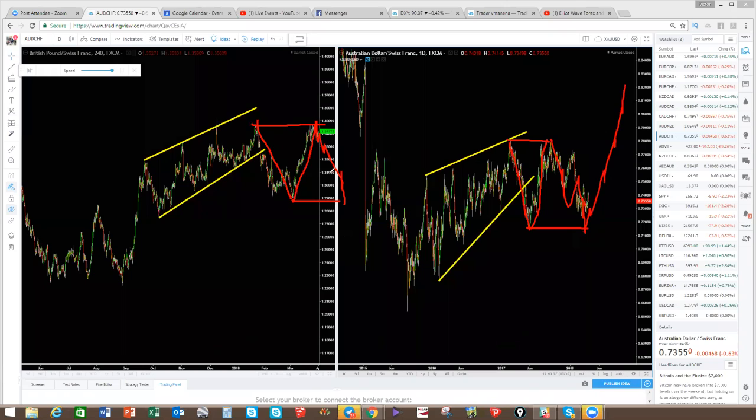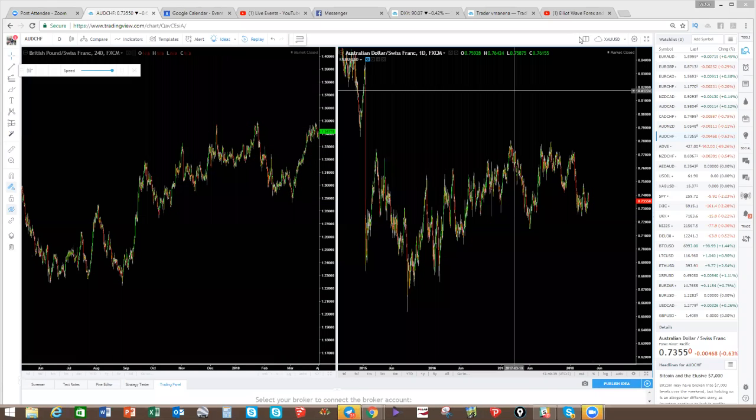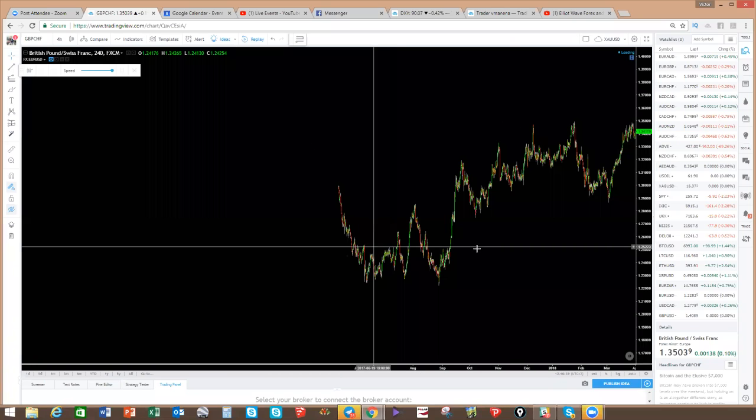But the nice thing about this comparison is that this one has already played out. This one is yet to play out. So we can compare and copy this move when we trade. Let's go back to one chart and look at only pound CHF now. So it's a similar scenario on all the CHF pairs.